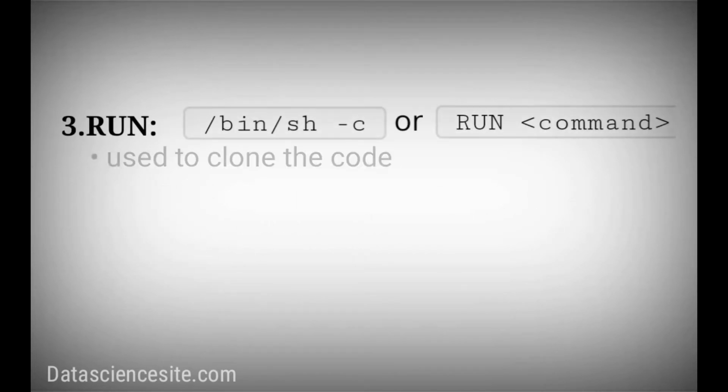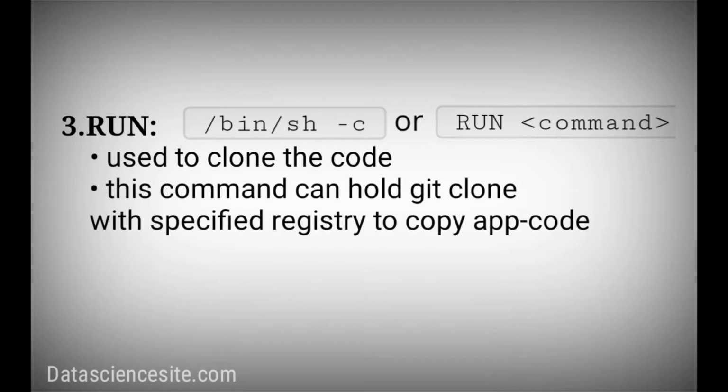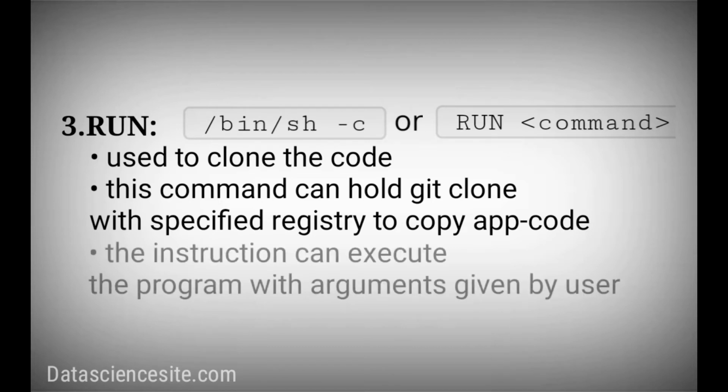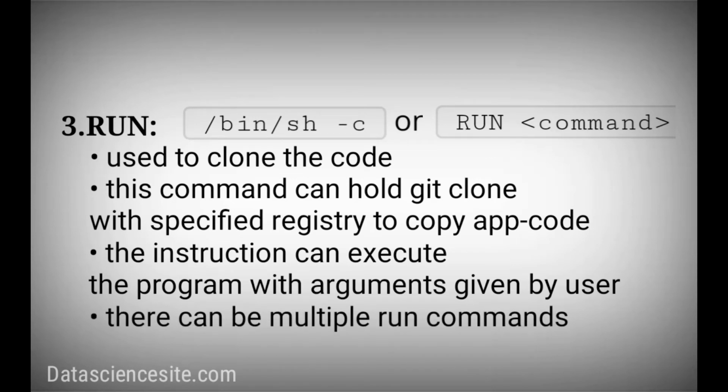Now, after LABEL, the next command is RUN. Using this command you can clone your code. This command holds a git clone command and the respective repository address in order to pick your app code from there. The RUN instruction executes the program with the arguments you specify. There can be multiple RUN commands in order to execute various instructions, like we often do on terminal or CMD.